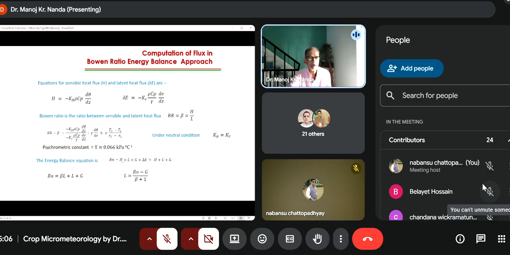And ultimately, the energy balance equation, as you know, maybe yesterday you have studied this thing: H plus L plus G is equal to Rn. So, in place of H, I can write beta into L. So, beta into L plus L plus G, and I can put L is equal to Rn minus G by beta plus 1. So, this is my simple formula to get the flux, but originally this formula is derived from the aerodynamic transfer systems. I'm just showing how it is simplified.